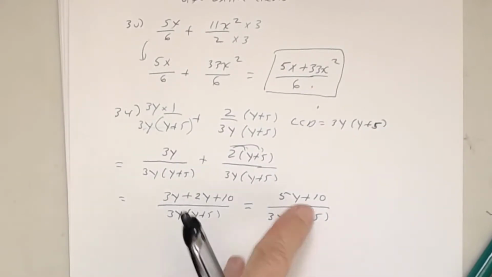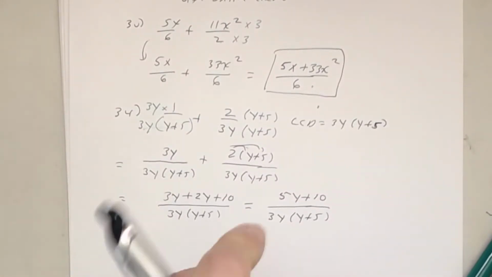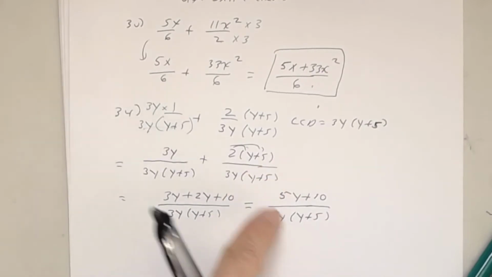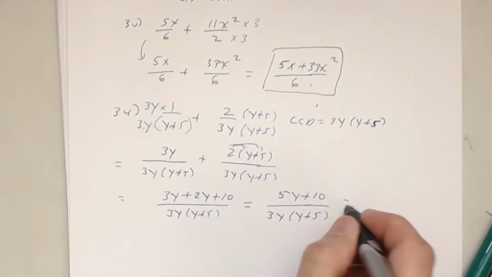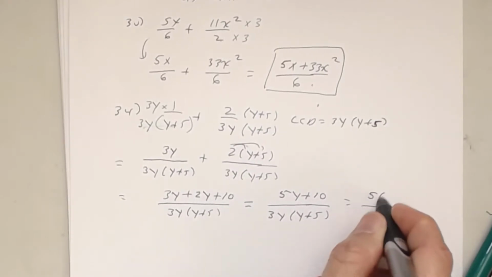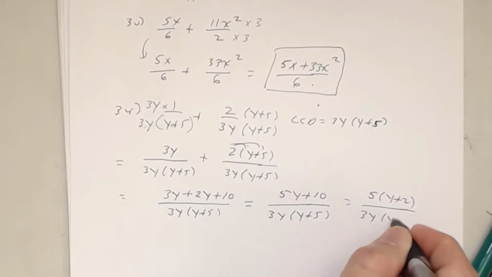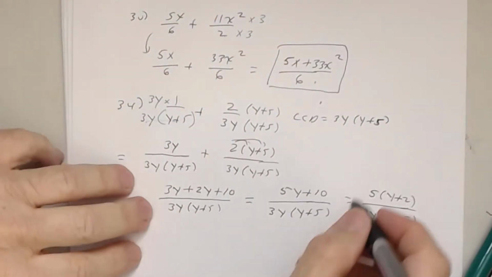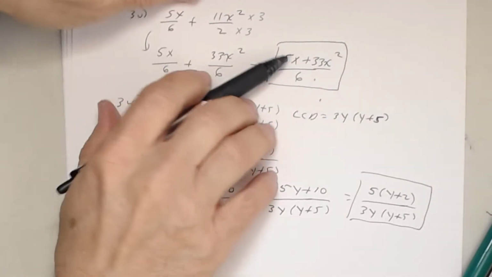So in terms of the numerator and denominator, which one's in factored form? The denominator. Which one's not in factored form? The numerator. But I can write it in factored form because what do they have in common? A 5. So what does it become? 5 times y plus 2, divided by 3y times y plus 5. And now you ask yourself, can I reduce anything? No. So you're done. This is what I want. Okay? Now you may say, well, why didn't you factor this one?